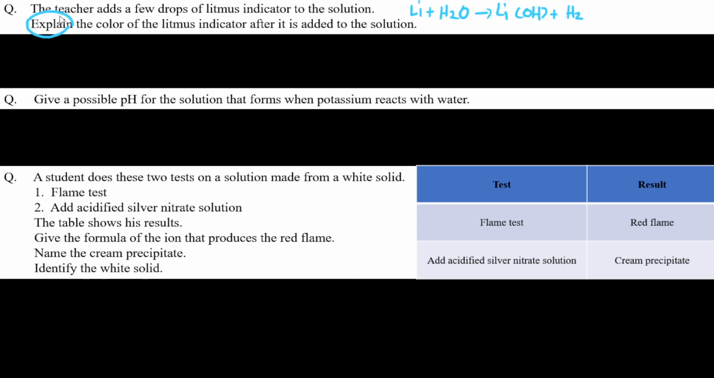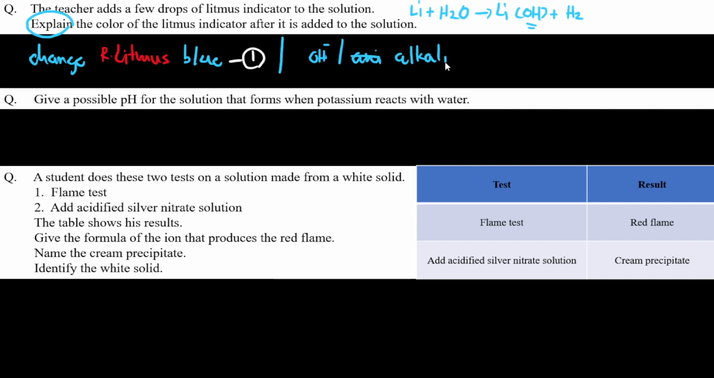So since lithium hydroxide is alkaline, it's going to change your red litmus paper into blue color. So you're going to get 1 mark for answering this, but you need to explain why. It is going to change into blue color because of the presence of OH minus ions, or you can say that the LiOH is an alkaline solution. But don't make a mistake of losing your marks by not explaining why something happens.